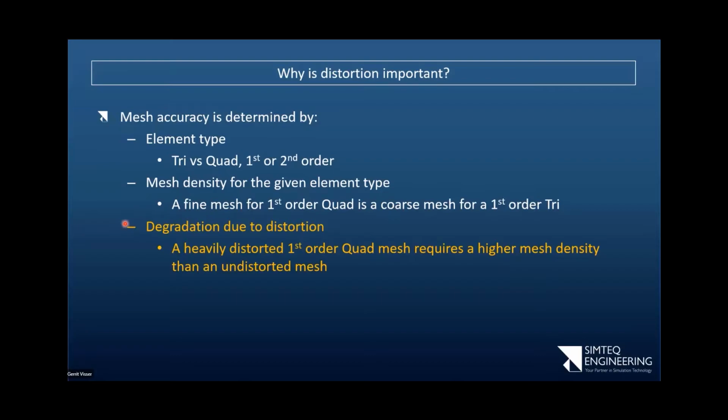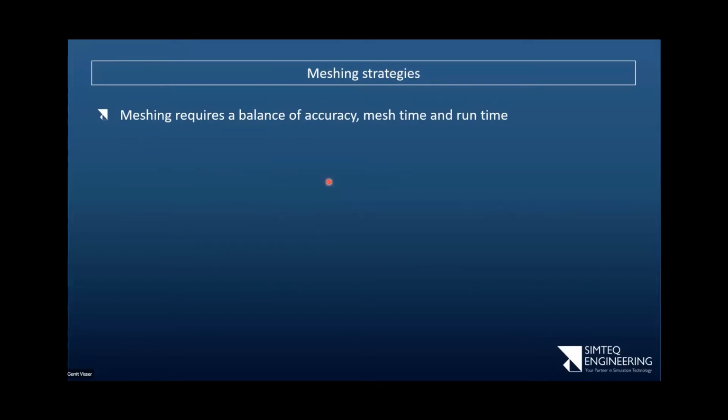Okay, so the last one is the degradation of the element accuracy due to distortion. So if I have a nice element, really good mesh density, but I've got distorted elements, you start getting the effect as if it was a significantly worse mesh that you had.